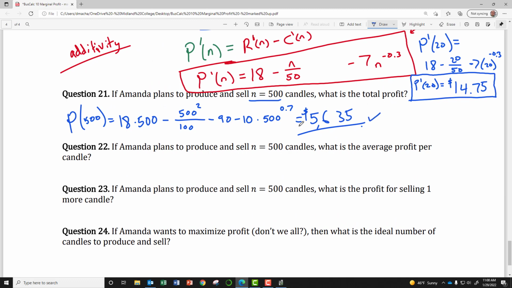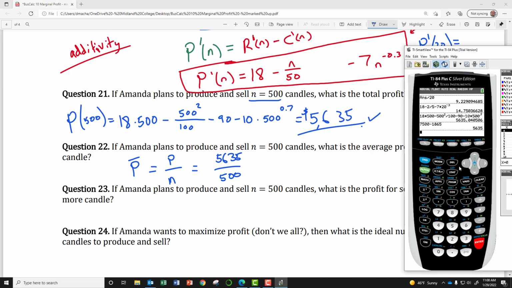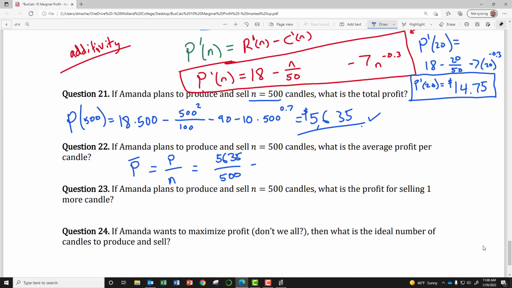Okay, what would be the average profit per candle? So the average is going to be P bar, where the bar represents average, and this is just dividing our total profit by the number of candles. So that's 56.35 divided by 500. And so this should be the average revenue minus the average cost, if you want to check this out. But I'll just take the previous number here and divide by 500 to get our average profit per candle as $11.27.